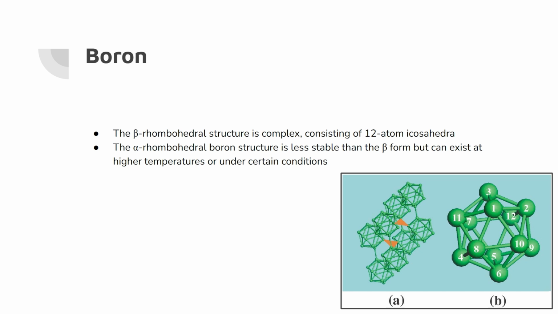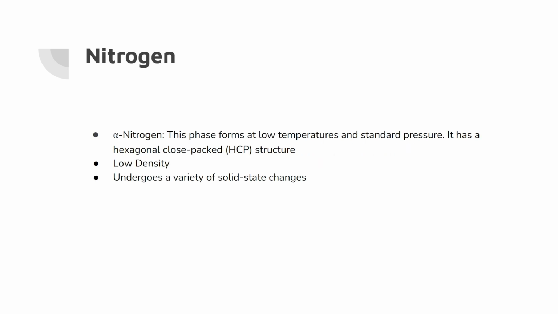The alpha rhombohedral boron structure is less stable than the beta form, but can exist at higher temperatures or under certain conditions. This form is a little bit more difficult to achieve and is more unstable. Nitrogen has a form called alpha nitrogen. This phase forms at low temperatures and standard pressure, and has an HCP structure. Another version of nitrogen that is also difficult to attain has very low density, so it doesn't naturally occur like that, and it undergoes a variety of solid state changes.